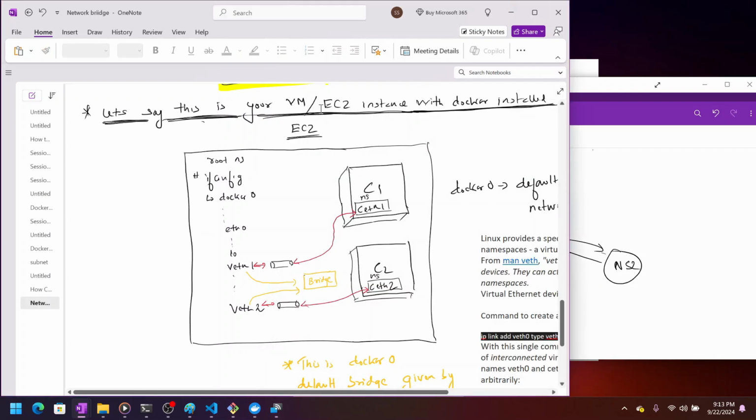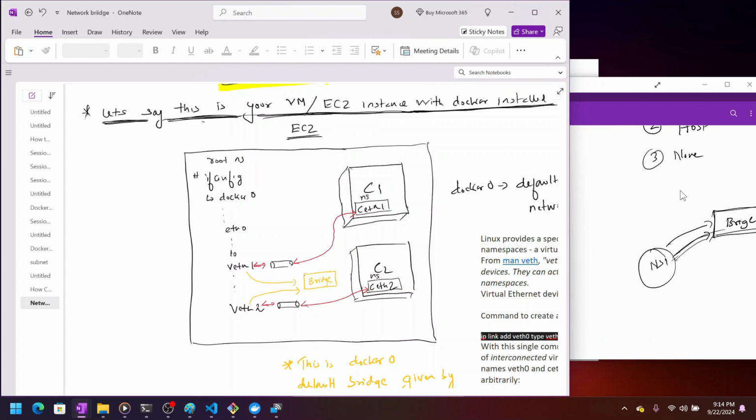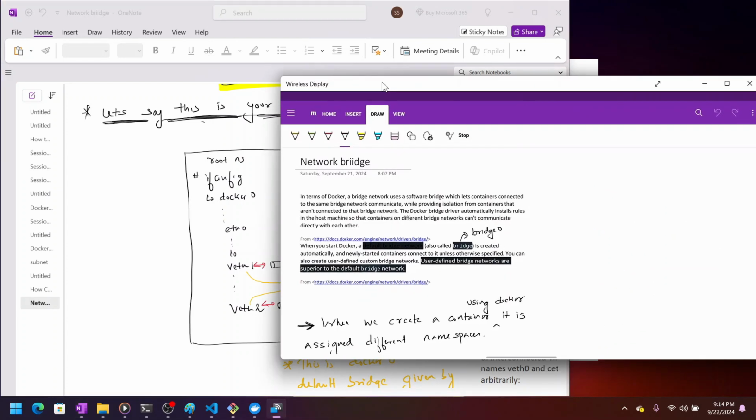So now let's say your VM, an EC2 instance, has Docker installed. Let's come to this.